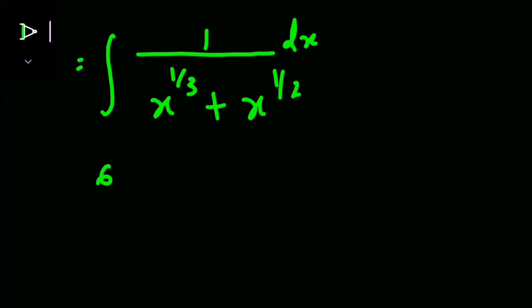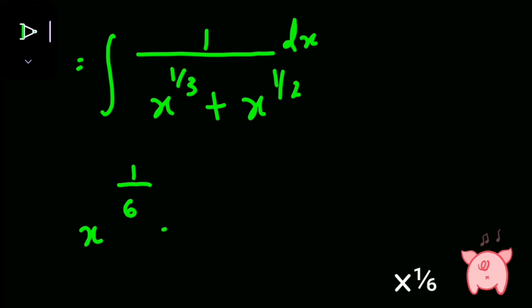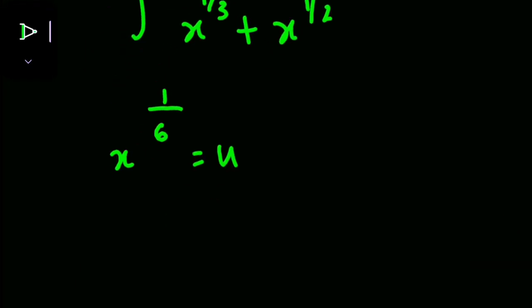As both are reciprocals, I will take the reciprocal of 6 also. So it would be 1 upon 6. It comes in the table of 1 upon 3 also and 1 upon 2 also. Take it as the power of x and consider it as u. So x to the power 1 by 6 I have considered as u. Now I will use the substitution rule.